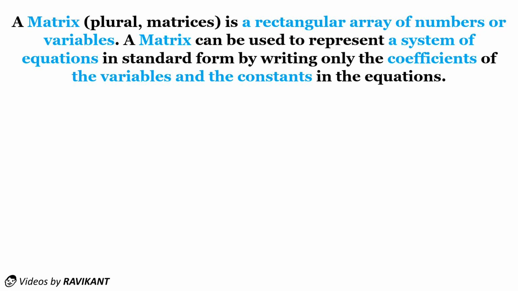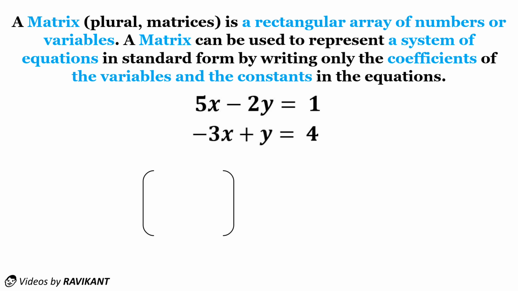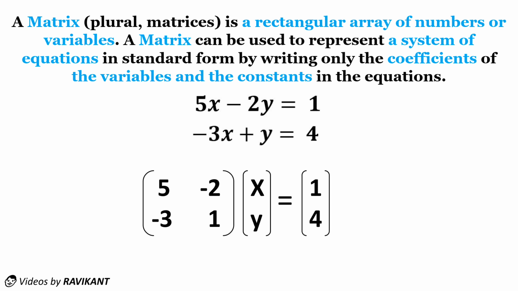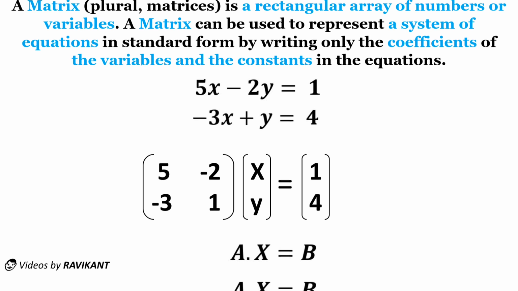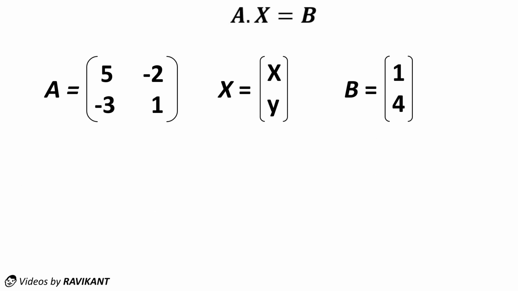So let's make a matrix in which we represent our given linear system. In matrix form, these two equations can be written as the following system. We can write any linear system this way. So let's write this as AX = B, where A is represented by this matrix, X is represented by this matrix, and B is represented by this matrix.